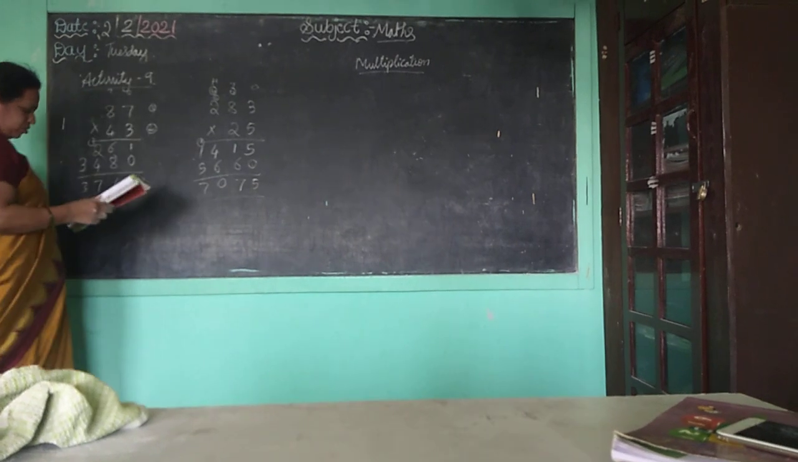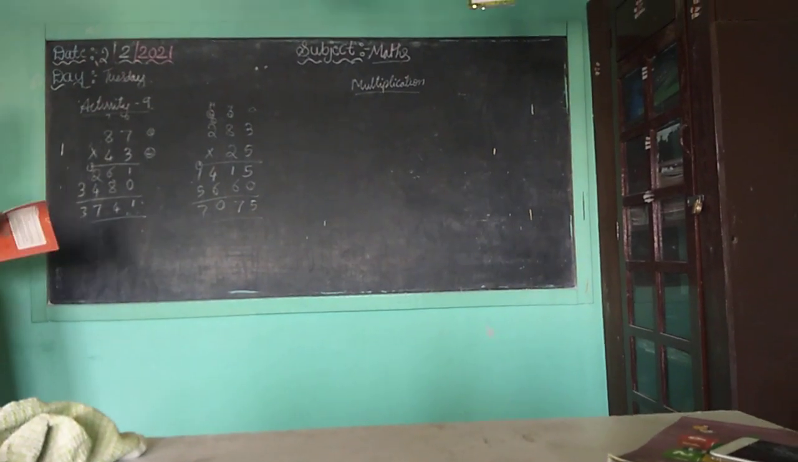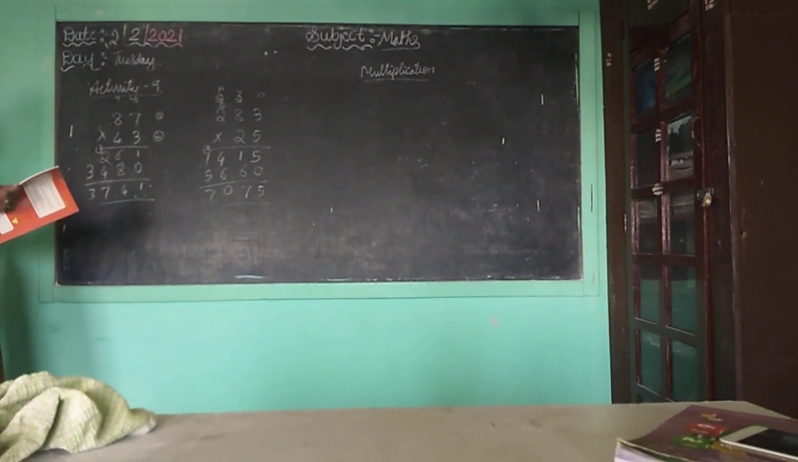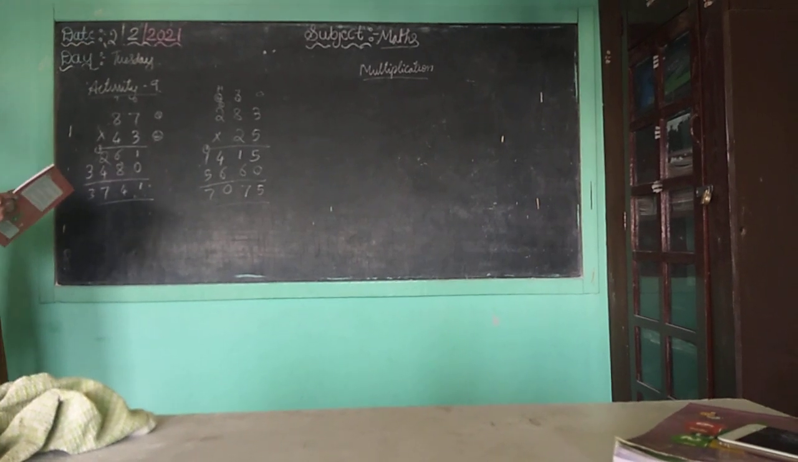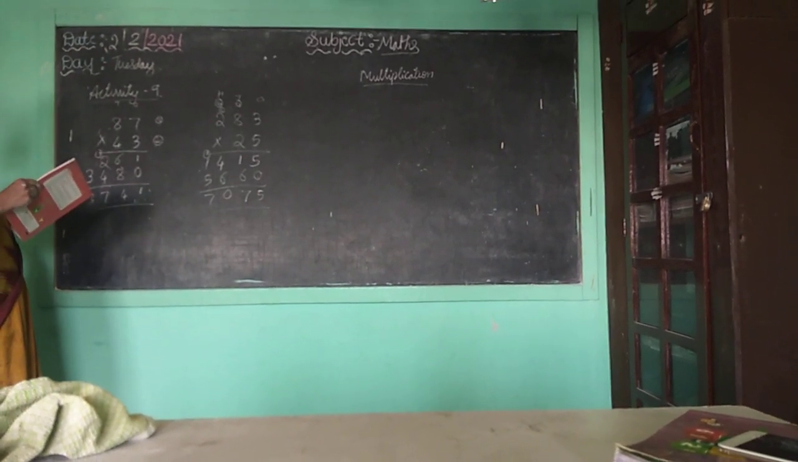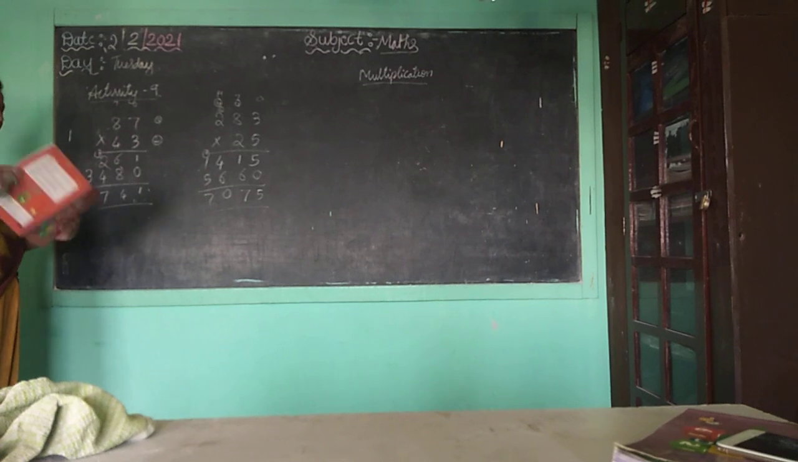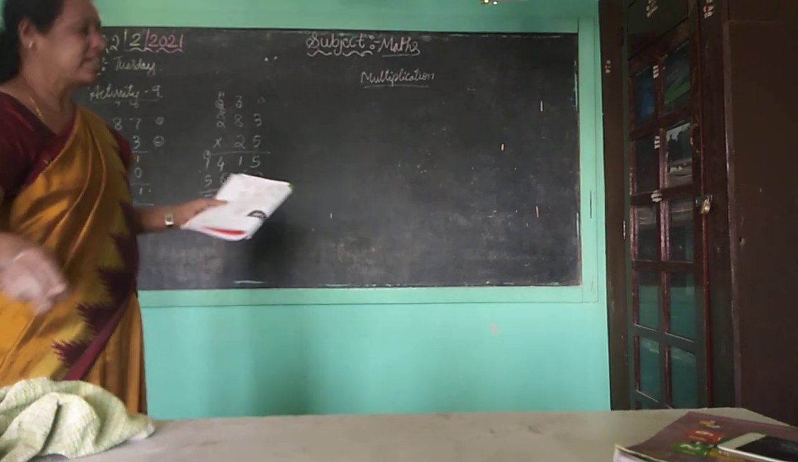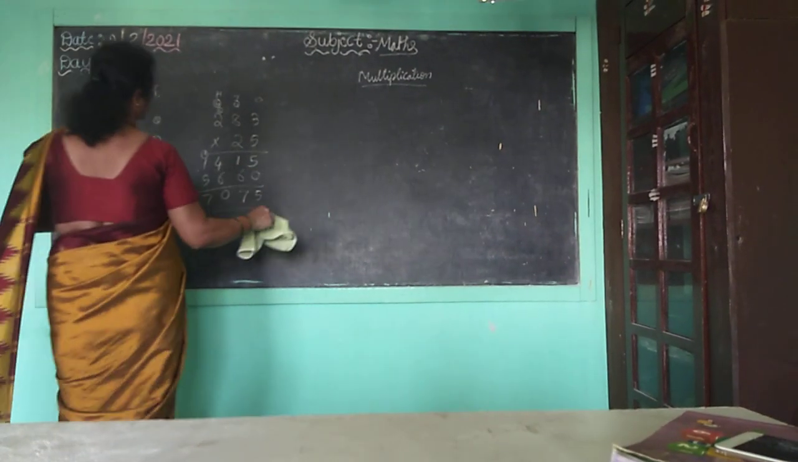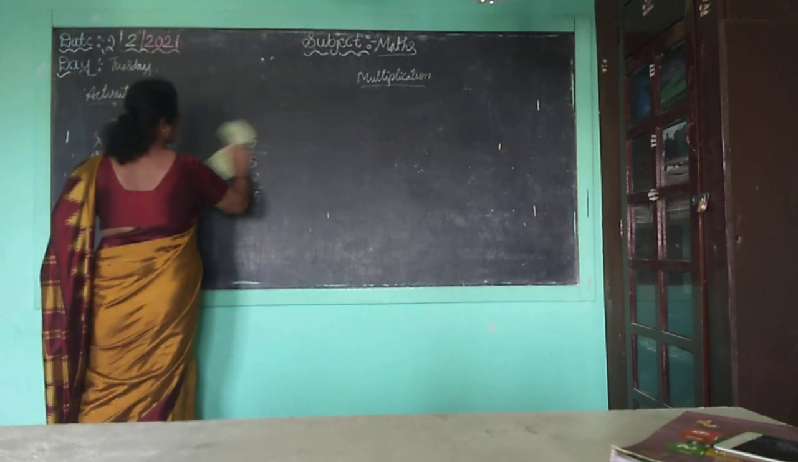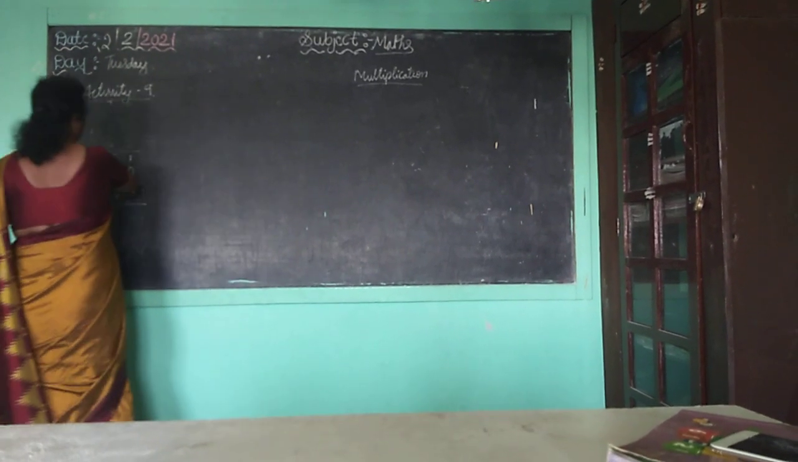Okay, children? So coming to page number 54 in your textbook, children. That is multiplication of 2-digit and 4-digit numbers by a 2-digit number. Here we have done hundreds, tens, ones, the 3-digit number. Now we can go for the 4-digit number, which means thousands.